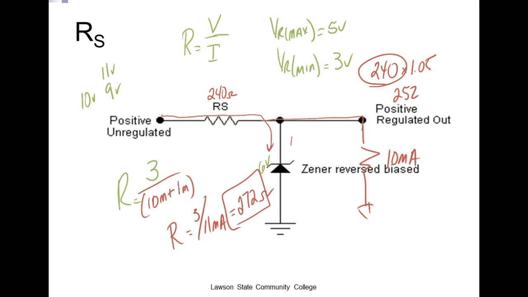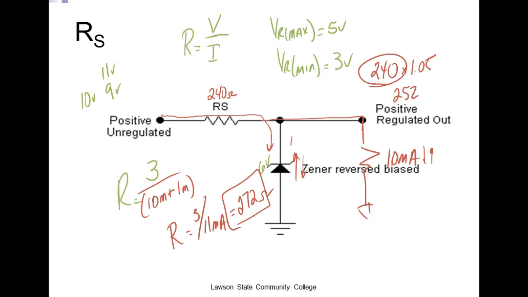Using Ohm's law. Everybody understand that? Yes or no? Did I lose anybody? So if the load current goes down, Zener current goes up, which is going to be okay. It's going to move it away from IZK. If the load current goes up, then Zener current's going to go down, which is going to move it toward IZK, but we should be okay. Okay, so 240 ohm resistor.